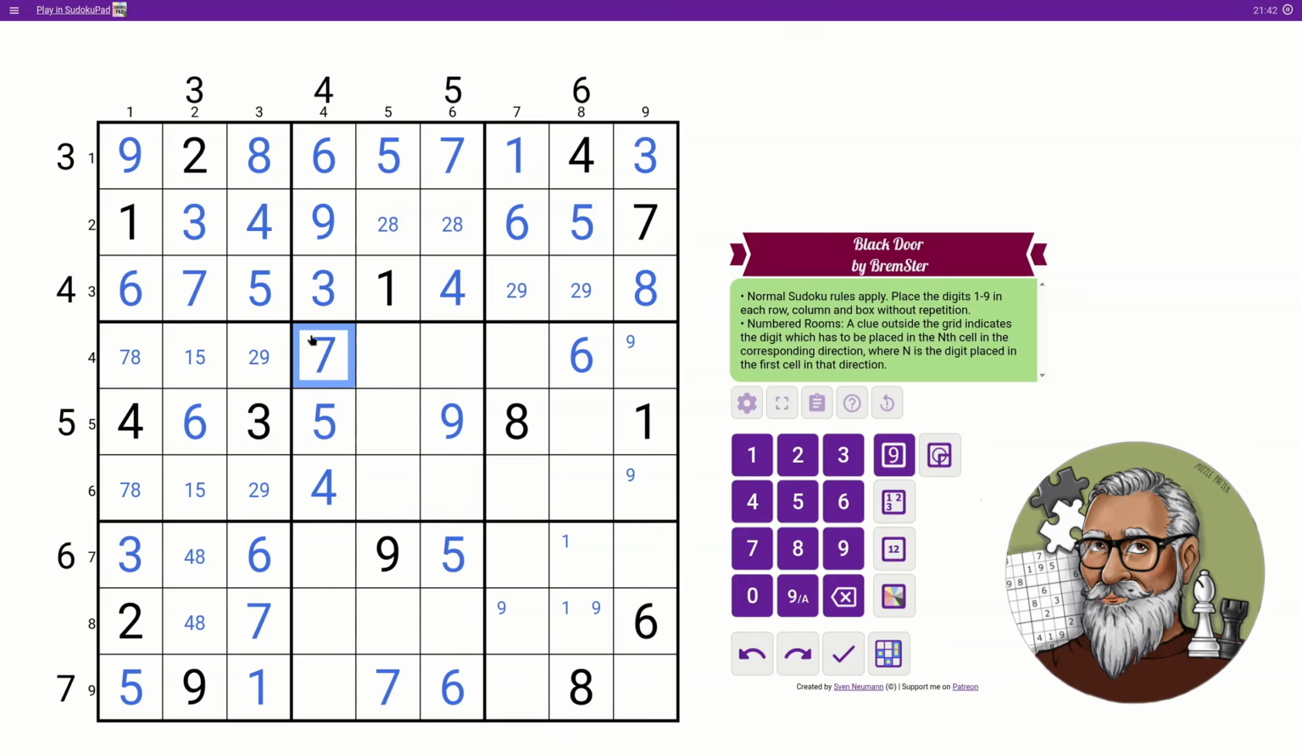Now I can see that in column number 4, I'm still missing a 1, 2, and 8. So let's pencil that. 1, 2, and 8, right? These are the missing digits. But if I look at row number 7, I see that there are already a 1 and an 8 in it. So this isn't 1 or 8. This is a 2. And now in row number 7, I'm still missing a 3 and a 4, right?